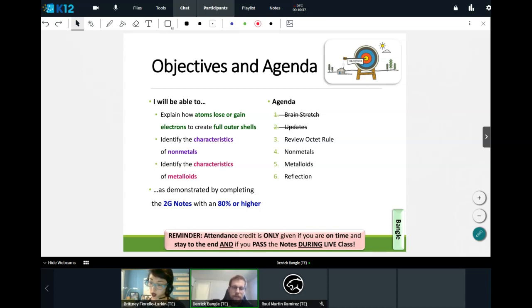We're going to identify and look at the characteristics of nonmetals, as well as the characteristics of metalloids, because at that point we will have learned about both metals and nonmetals, and we should be able to put those two concepts together and compare and contrast how metalloids can be similar to either of those groups. And by the end, we should get an 80% or higher on our quiz, depending on how well we pay attention and participate during class.